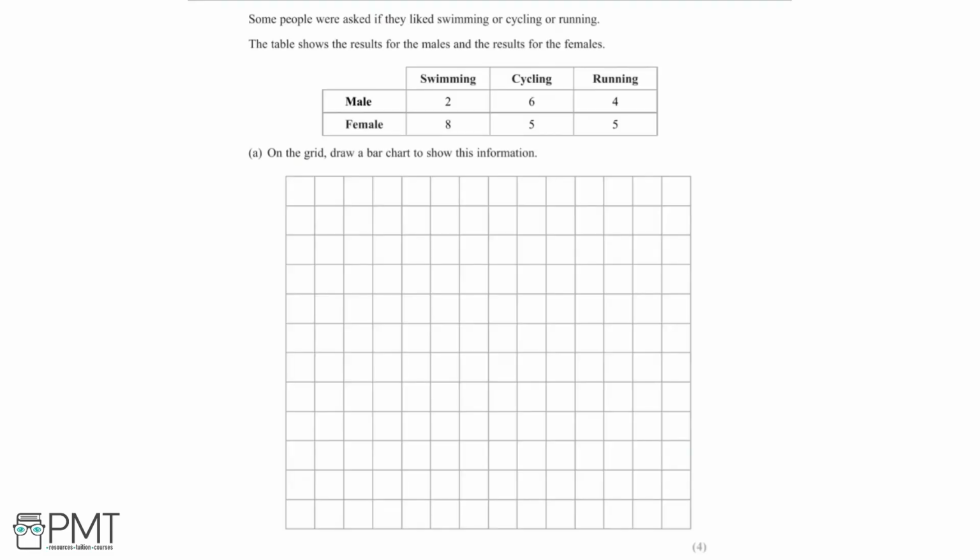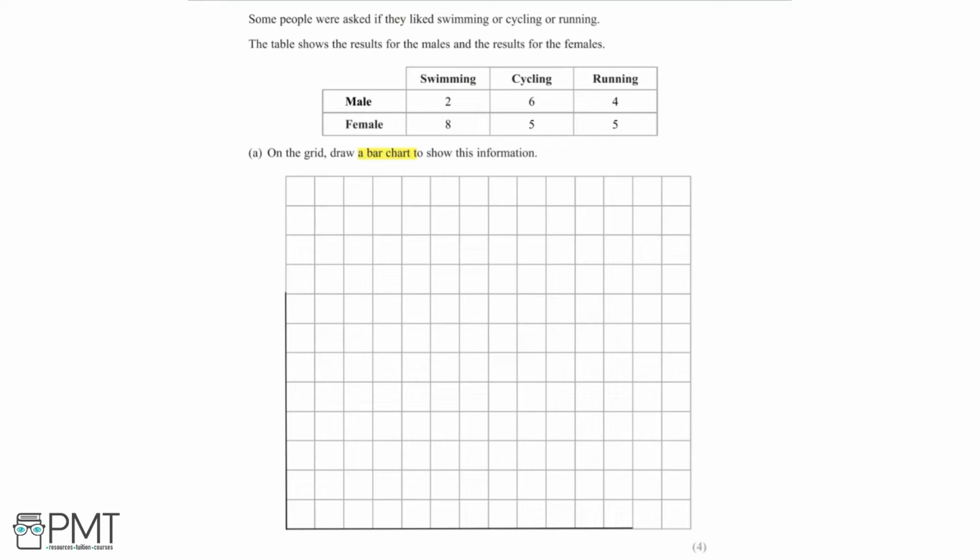In this question, we're told that some people were asked if they like swimming, or cycling, or running. The table below shows the results for the males and the results for the females. And in part A, we need to draw a bar chart on the grid below to show this information. So we'll start by drawing our 2 axes.